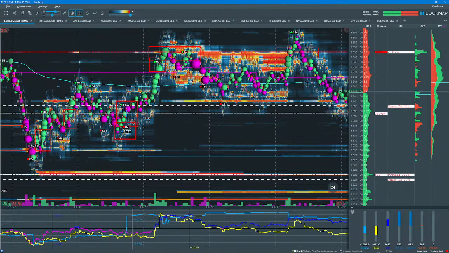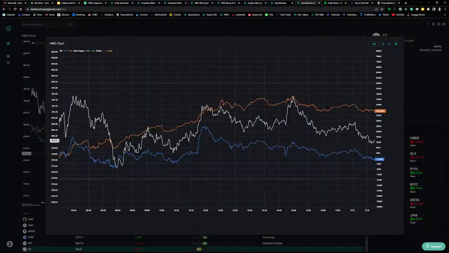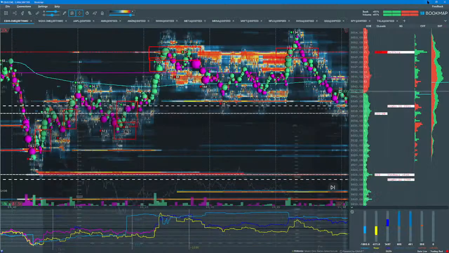Let's just go back and check. Make sure we have the correct time alignment, and yes. So that move higher starts around 9:50 before 10 a.m. and goes up until about an hour later. Let's just go back and check.